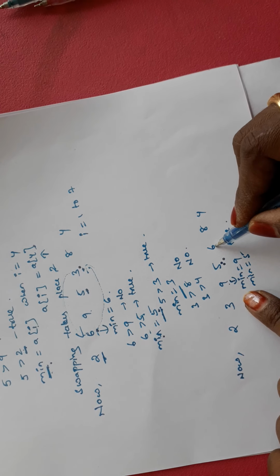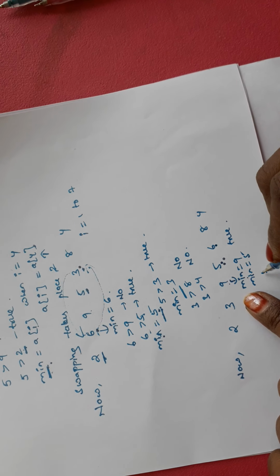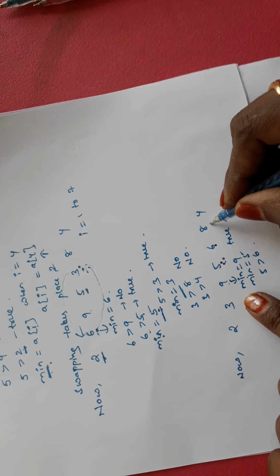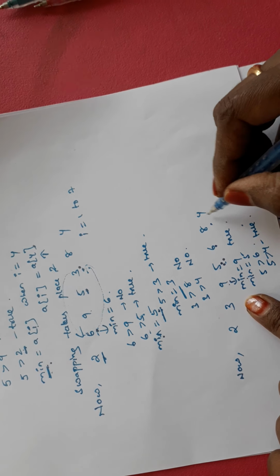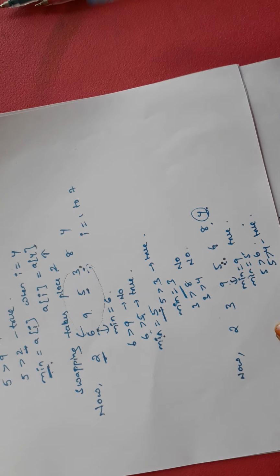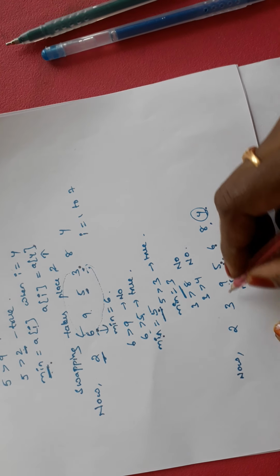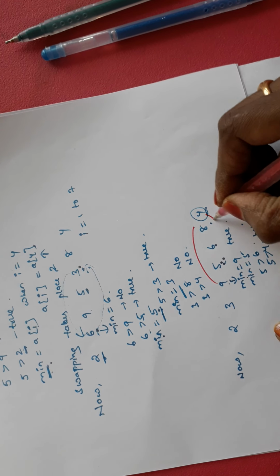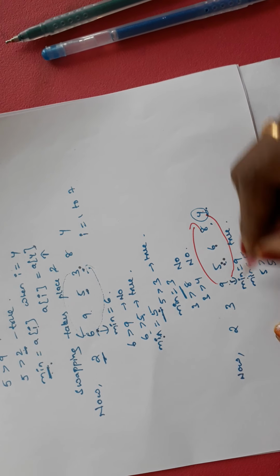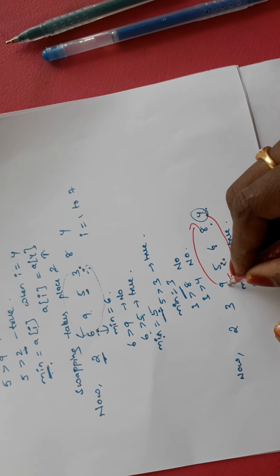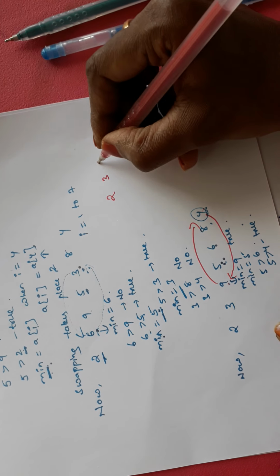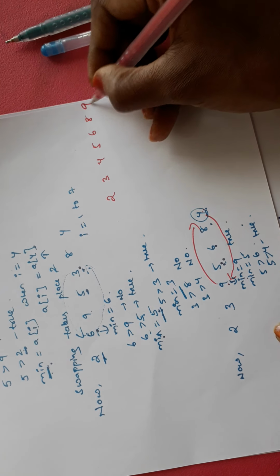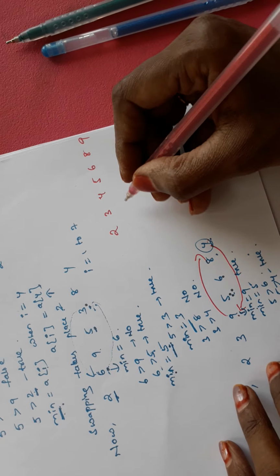Now compare this 5 with 6. 5 greater than 6, the condition false. 5 greater than 8, the condition false. 5 greater than 4, the condition true. So what is the minimum value? 4 is the minimum value. Okay, now swap 9 and 4. 9 is shifted to the place of 4 and 4 is shifted to the place of 9. Now the array becomes 2, 3, 4, 5, 6, 8, 9. This is the array.